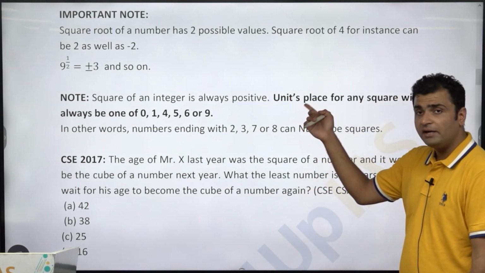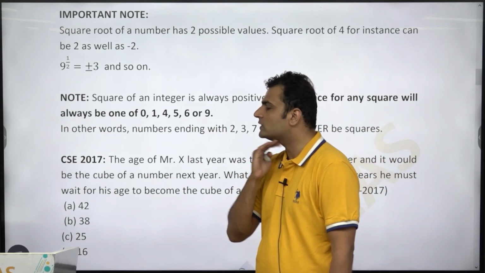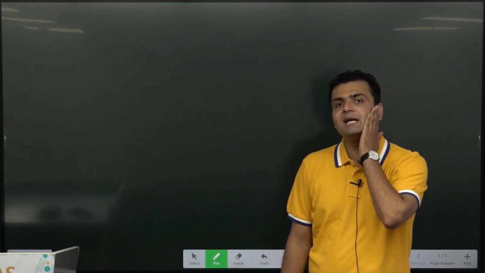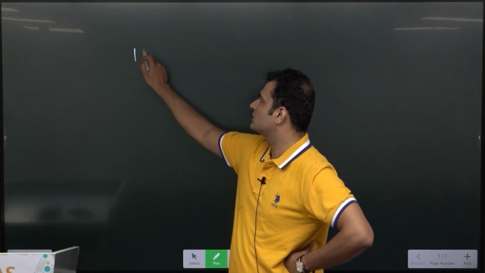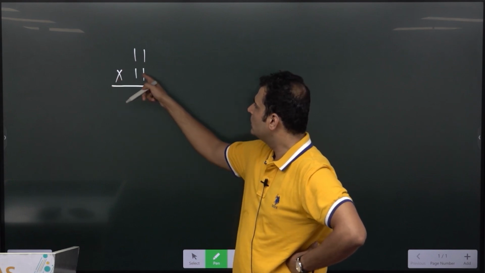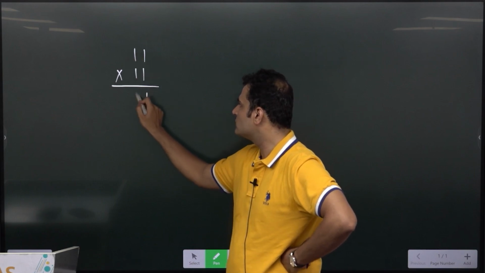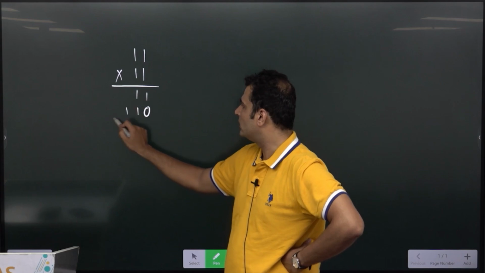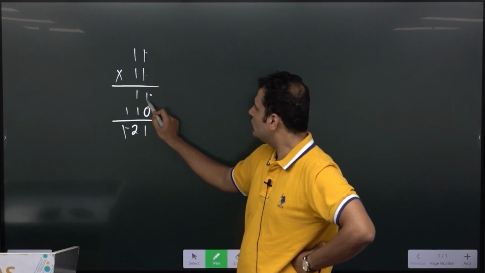And the next intriguing fact is that the units place of any square will always be one of these: 0, 1, 4, 5, 6 or 9. How? We'll see. If you look at how multiplication is performed, for example, I'm taking a random example, if I want to do 11 squared, then it is 11 into 11. We do 1 into 1, which is 1, 1 into 1, which is 1. Then we add 1, 0, then 1 into 1, 1, 1 into 1, 1. So this 1 into 1, 1 is the units place here.